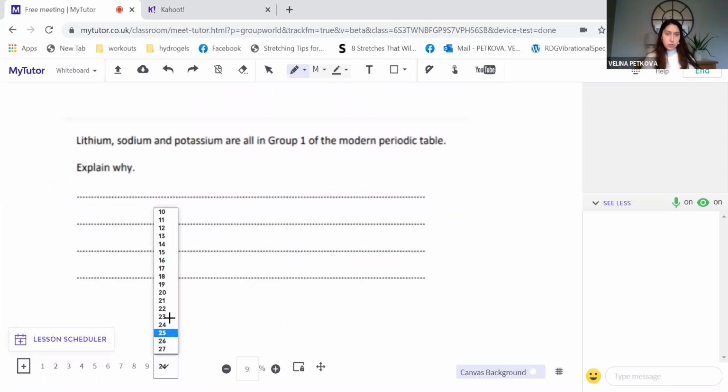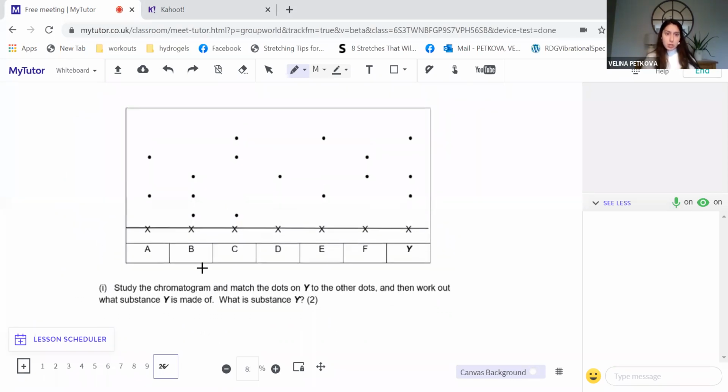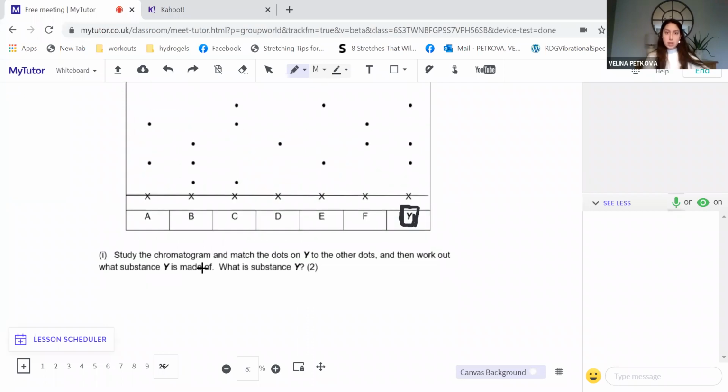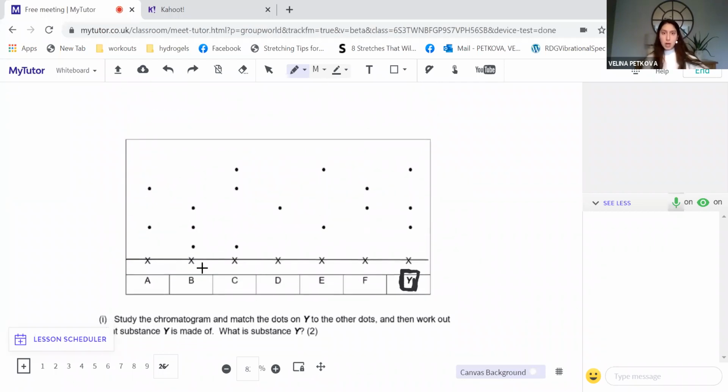Okay, so this is quite good. Study the chromatogram and match the dots on Y to the other dots. Then work out what substance Y is made out of. So let's figure out what substance Y is made out of. Let's try and match up the dots. E and D. Yeah, perfect. Some good answers. So yes, E, F, C.